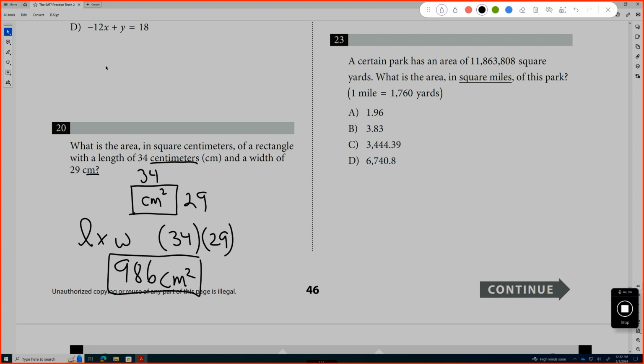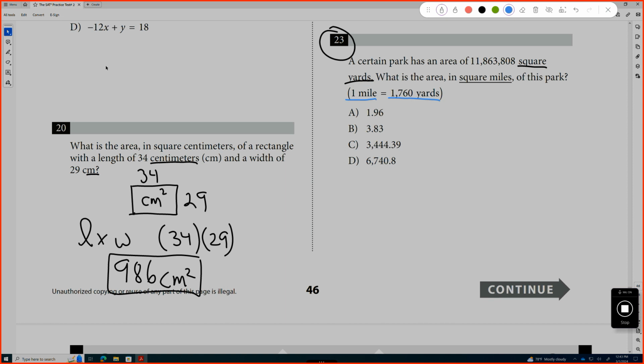Okay, so here is a trick for number 23. Is area. Area is 11,863,808 square yards. But the conversion that we get is 1 linear mile. See, it's not squared. And 1760 yards, you see that's not squared. So that's a linear conversion.